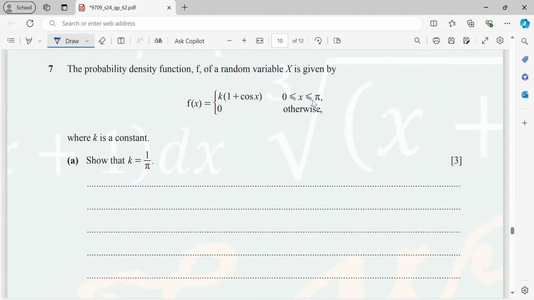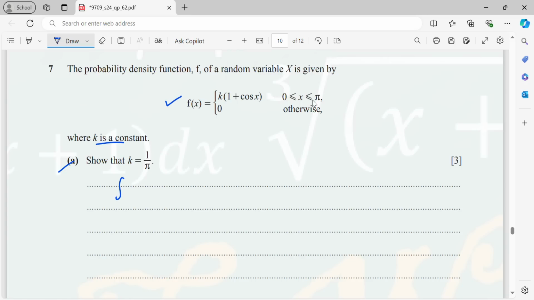Question number 7. The probability density function is given fx equals to k times 1 plus cos x, where the x is between 0 and pi, inclusive both. And then for other x, it will be 0 for the fx. So k is a constant. Now a, show that k is 1 over pi.